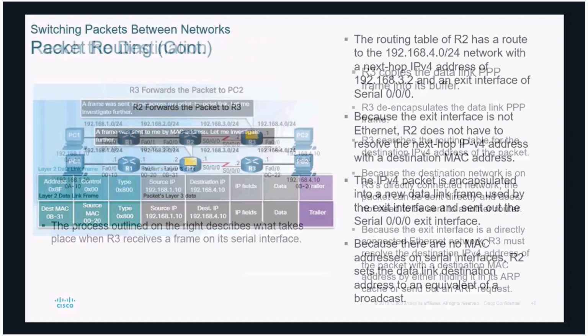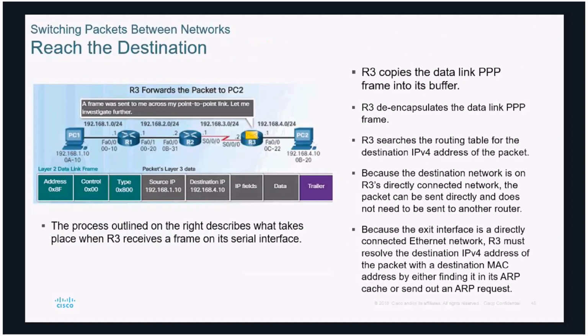It gets to R3 across the red line here. R3 copies the frame into the buffer, de-encapsulates it, and searches the table again for this next address. It's very lengthy and quite slow, but this is how it finds the right interface to go out from. It's on network 4, so it doesn't need to go to another router now. It's on the exit interface.